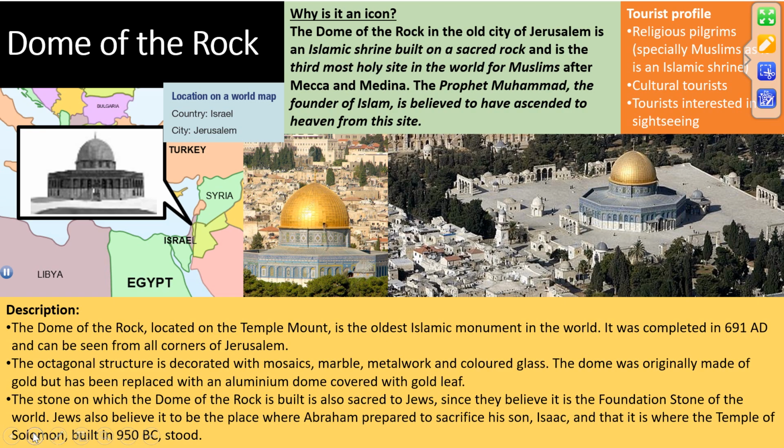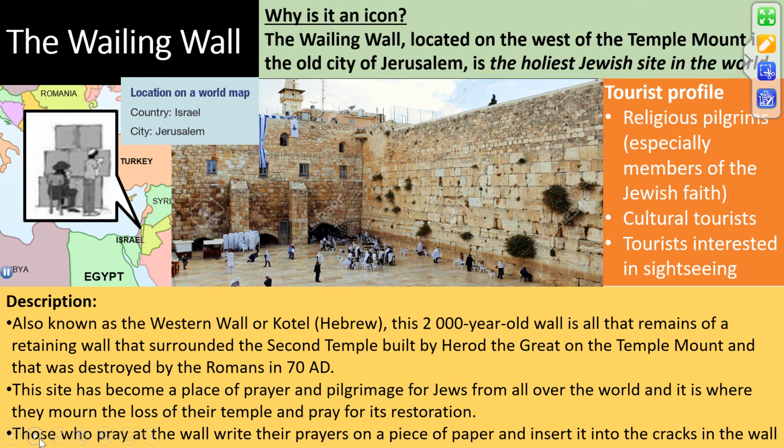Our next icon that we study in Israel is the Wailing Wall, also located in Jerusalem, in fact in close proximity to the Dome of the Rock, which was the previous icon that we studied. It is located on the west of the Temple Mount in the old city of Jerusalem, and is regarded as the holiest Jewish site in the world. Now, if you take a look at the image, you will see that the Wailing Wall is exactly that. It is a wall.